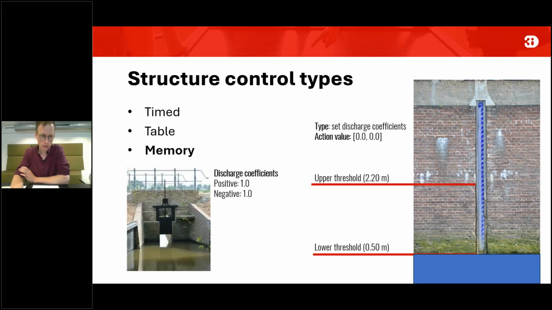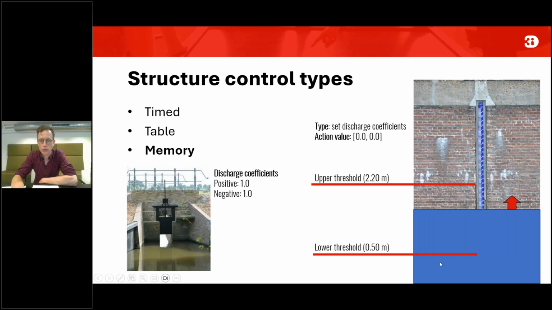And then the a little bit more complicated one is the memory control. So I have created this example of a gate that is open at a specific water level, and in terms of the properties of this gate, the discharge coefficients are both 1. So the flow is possible in both directions. And this is the case when the water level is very low.